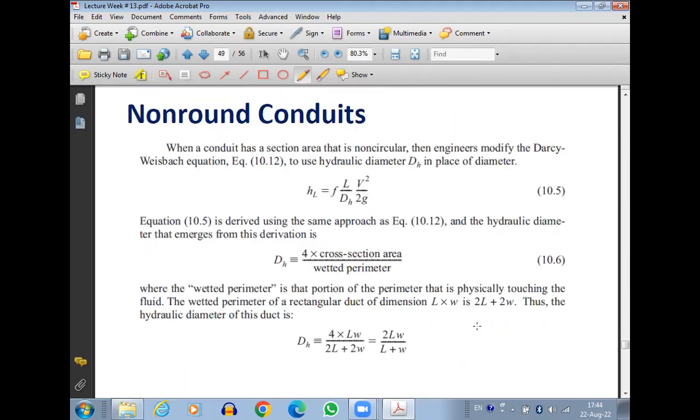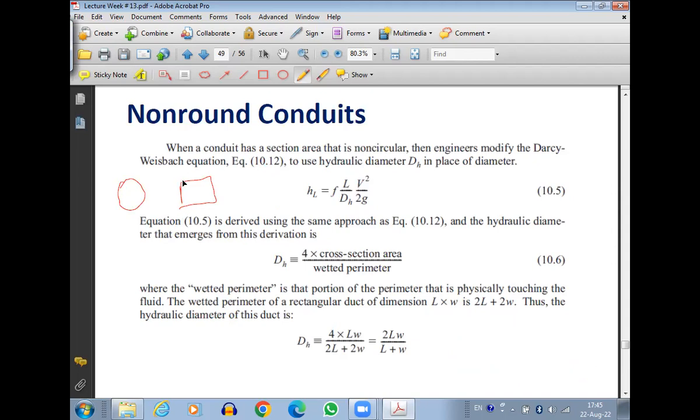Okay. Now let's talk about non-round conduits. We have been solving problems for the cases where the pipe is circular. Now, suppose the pipe is not circular, suppose it is a duct, a rectangular duct. In that case, how are we going to solve the problem? We are going to proceed the same way as we proceeded for the case of the circular pipe, but the only thing is that now we need to find out the hydraulic diameter.